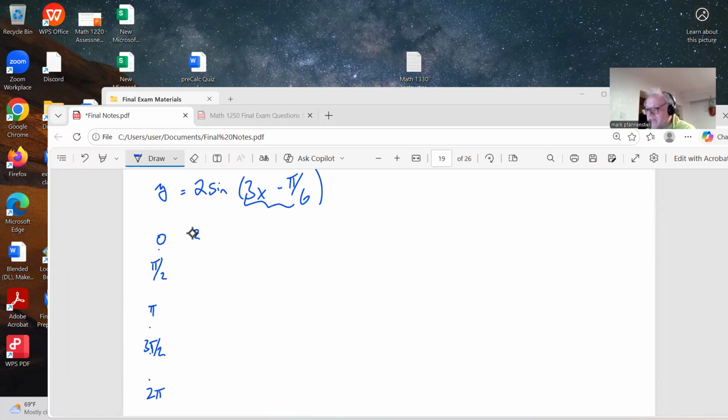So what we're going to do is say 3x minus pi over 6 equals 0, and we're just going to solve for x. So we have 3x equals pi over 6. We're going to divide both sides by 3, multiply both sides by a third, and we're going to get x equals pi over 18. Now I'm going to go ahead and just label that as point A.